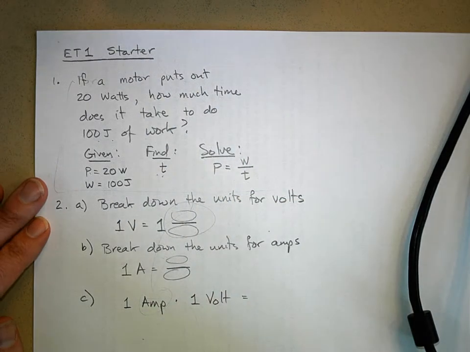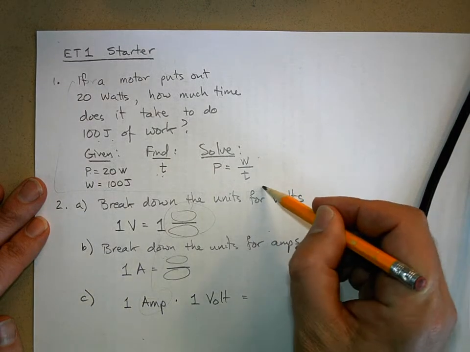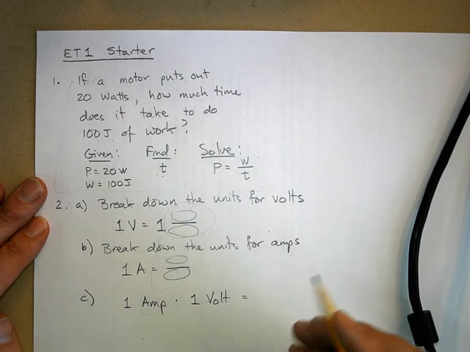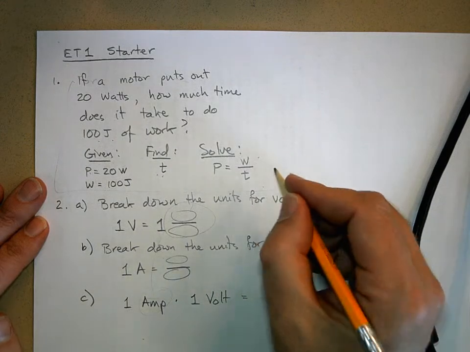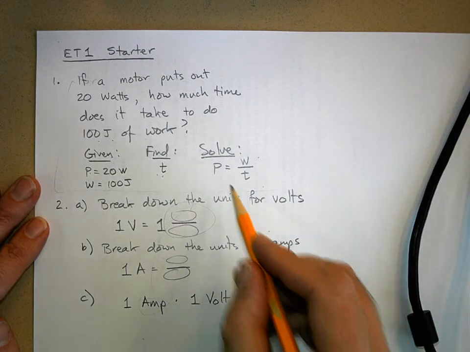Mr. Kinney just told a joke. Why is power really angry? Because he had to work over time. Oh yeah.